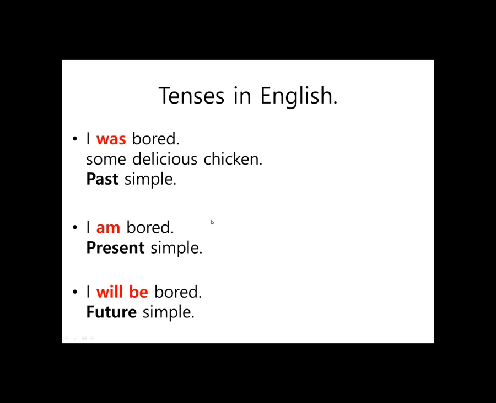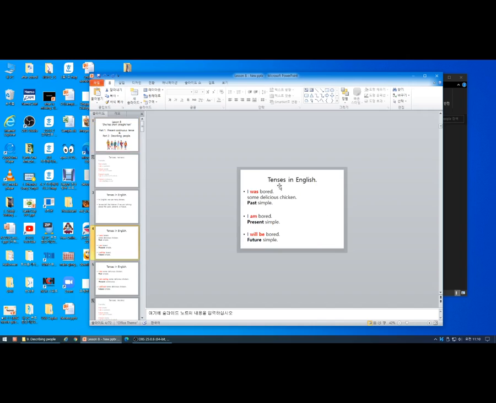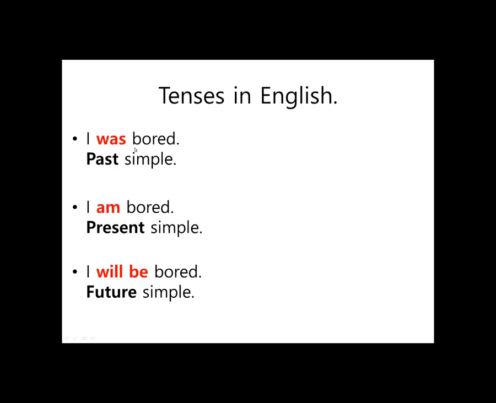Okay, so here are some examples of tenses. I was bored. This is past simple. See, when we see the word was, we know we're talking about the past. I was bored. Okay, maybe now I'm happy, but in the past, I was bored. Okay, this is past simple.